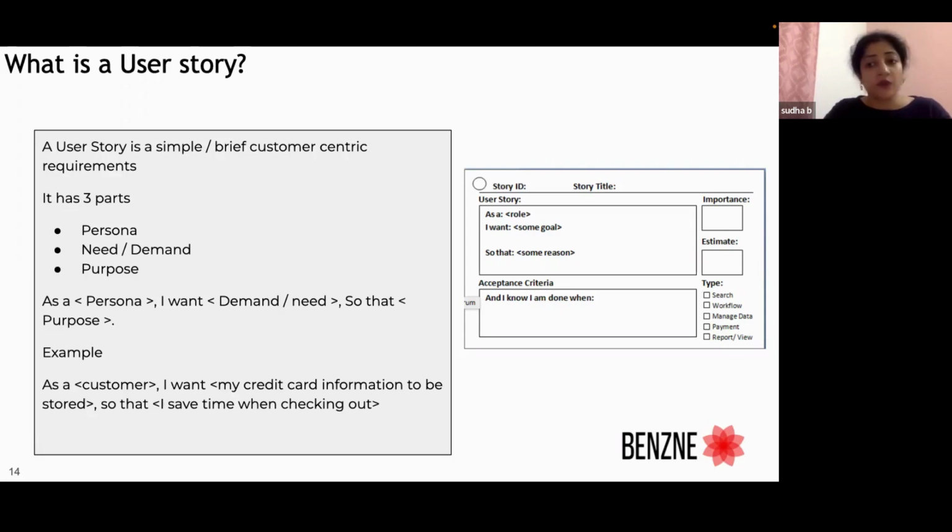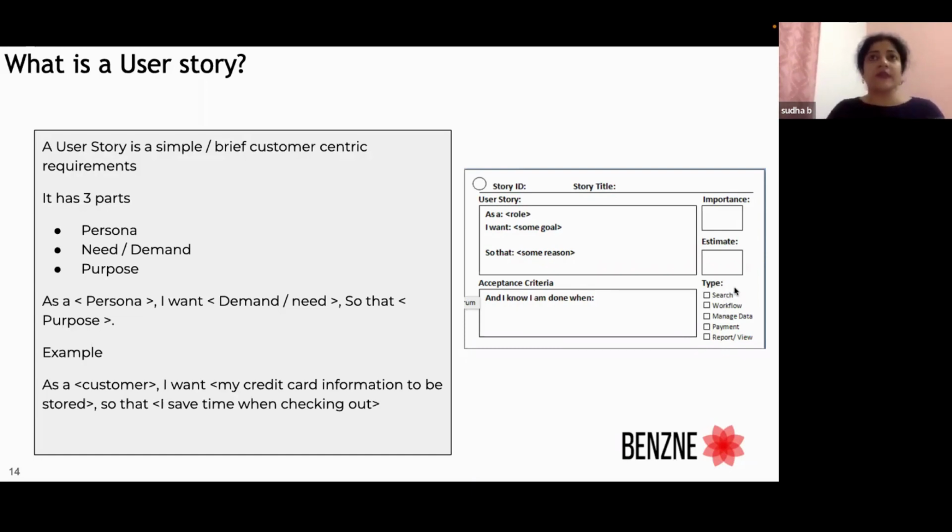How high, what kind of importance or what kind of priority levels the story has. What is the estimate of the story? If you're using story points, what's the size of the story? And then what kind of type it is. Okay. You see the small check boxes there. So this is the minimum information that you would want to have in a user story.